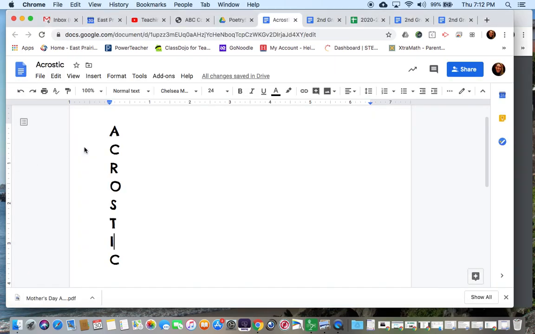So again, an acrostic poem is a type of poem where you use the letters that spell out the word. You write them down vertically on a piece of paper, and then the first letter becomes the first letter in each word for that line.